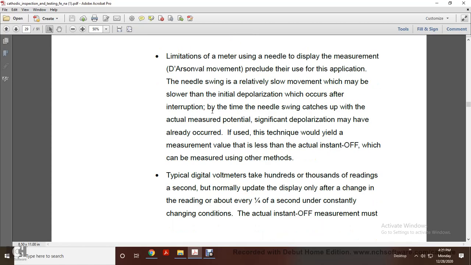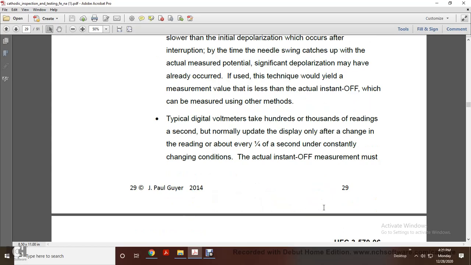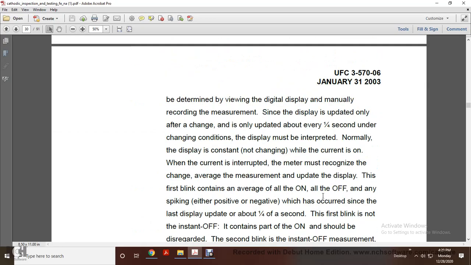The actual instant off can be measured using typical digital voltmeters, taking hundredths of a volt readings. The display is normally updated almost immediately after the change of the reading, or about every 1/4 of a second. Consequently, the change in the condition of the actual instant off measurement must be determined by viewing the digital display with an actual manually recorded measurement. Since the display is only updated after 1/4 second, the change of condition must be interpreted.